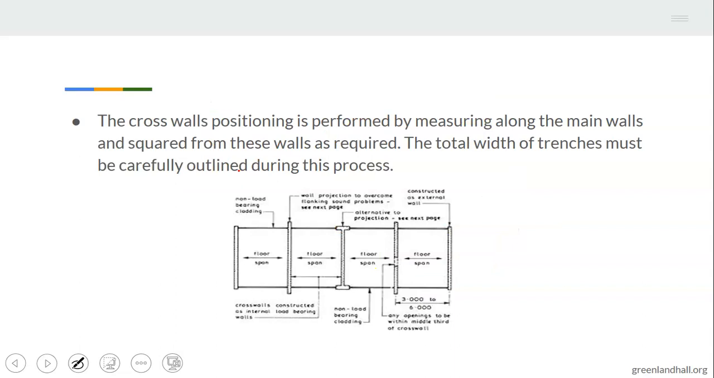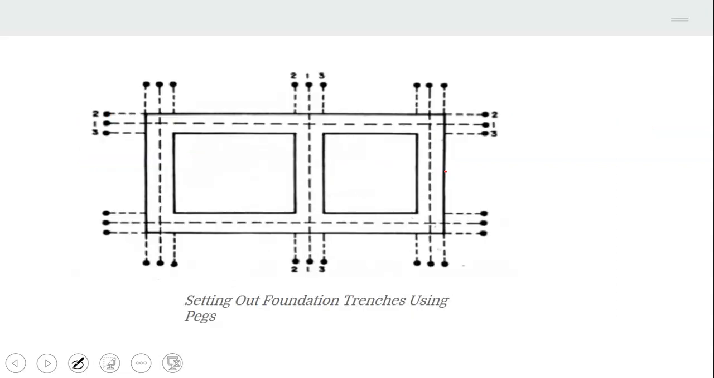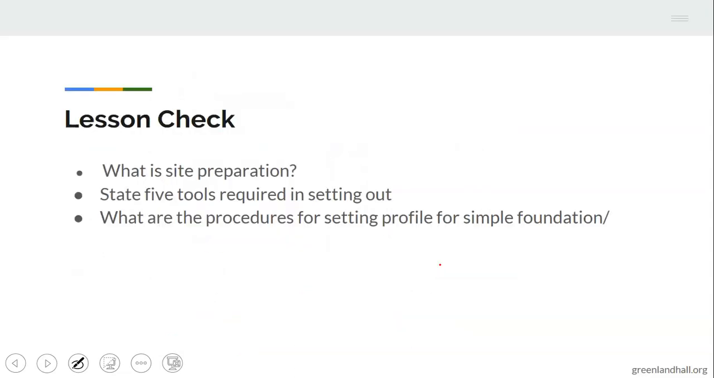Then we have the crosswalls positioning, which is performed by measuring along the main walls and squaring from this wall as required. The total width of trenches must be carefully outlined during these processes. Now, this is setting out foundation trenches using pegs, and these are the lines of the building, right?